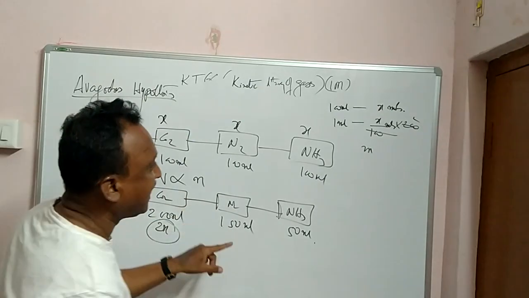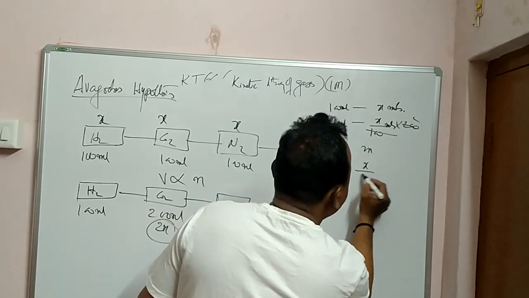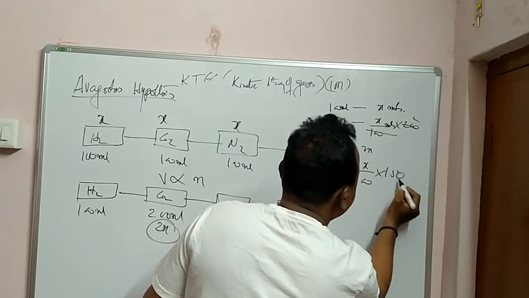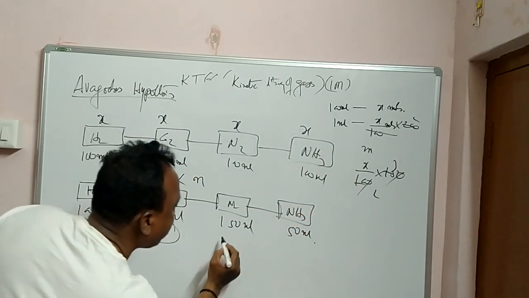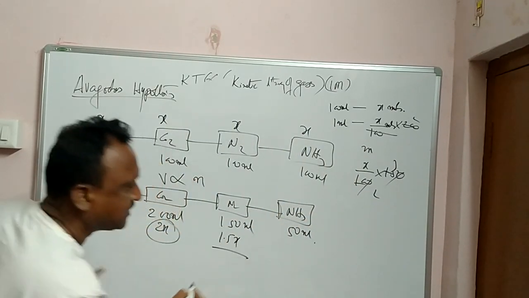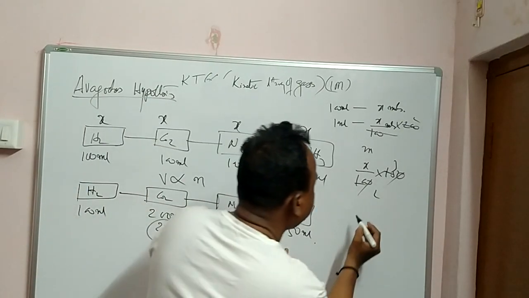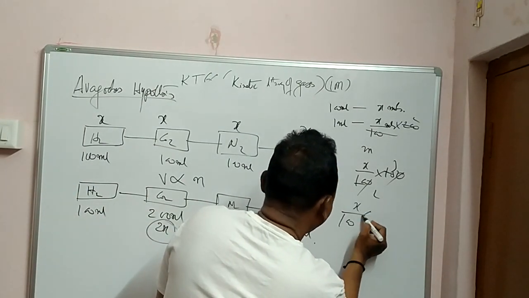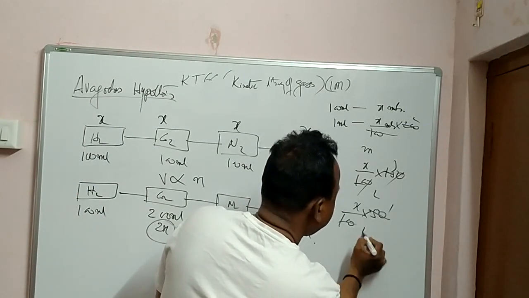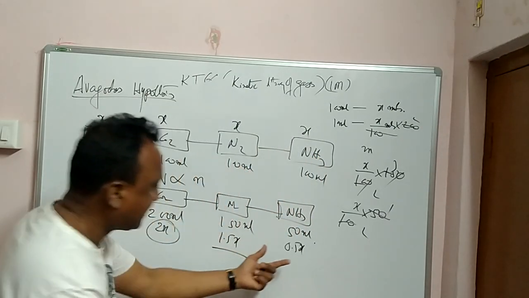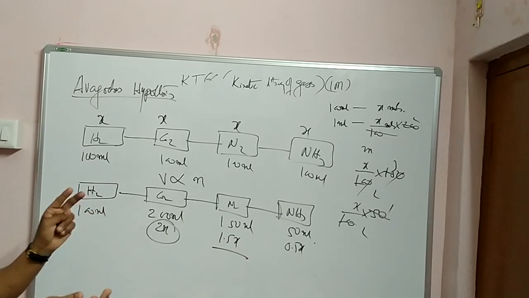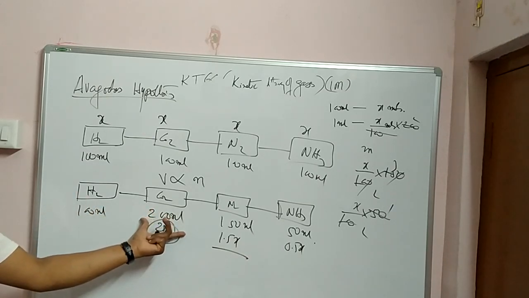In the same way, for N2 gas, X by 100 into 150 gives 3 by 2 X, that is 1.5X moles. For NH3 gas, X by 100 into 50 gives 0.5X. You can see the moles are changed because the volume is changing.